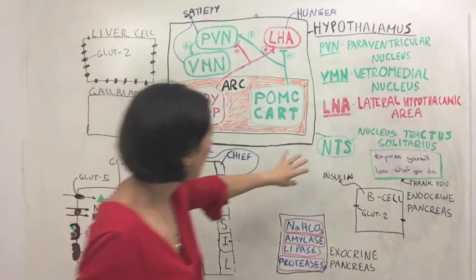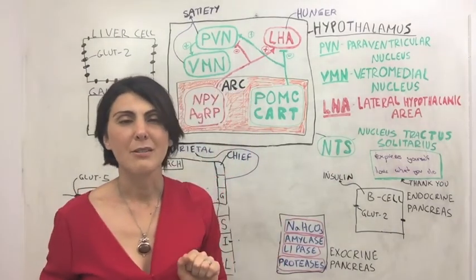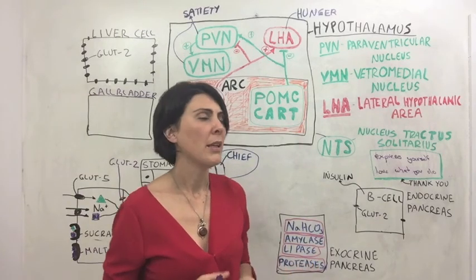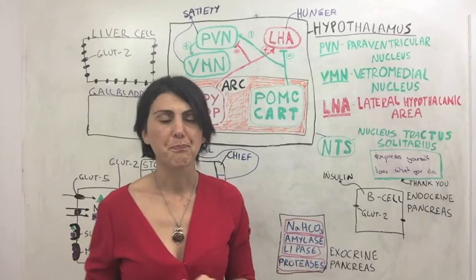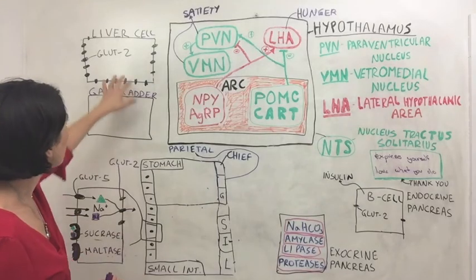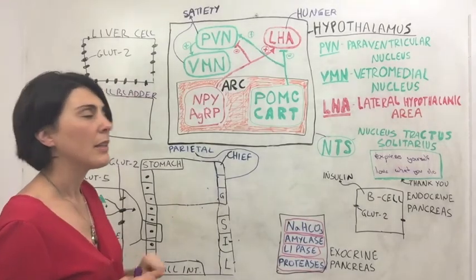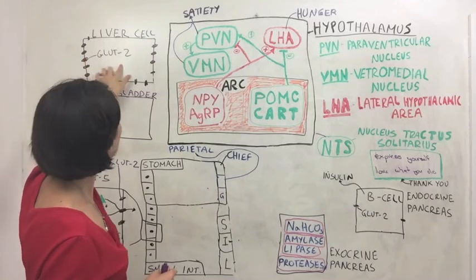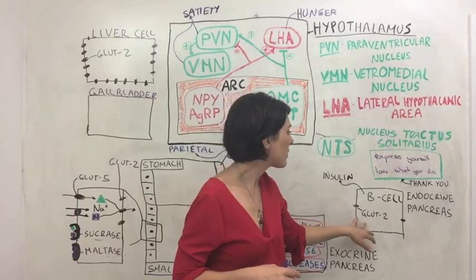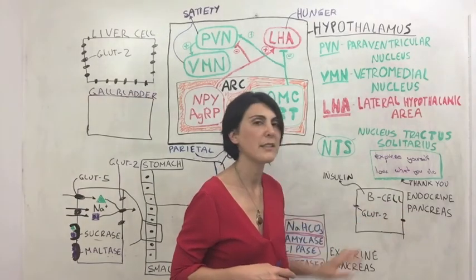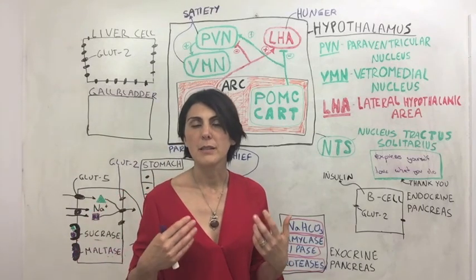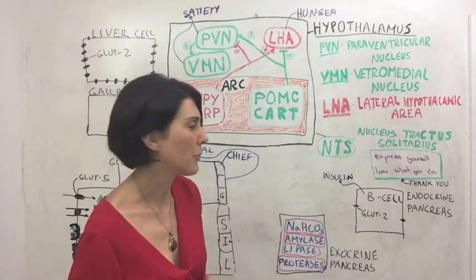We also have another part of the brain, the nucleus tractus solitarius, which is also involved in food intake and energy expenditure regulation, and that is part of the brainstem. Another part of the body that plays a role is the liver, and the liver has many GLUT2 transporters, glucose transporters 2, when compared to the beta cells of the endocrine pancreas, which only have a few GLUT2 transporters. This will become significant, and we'll talk about it later on.